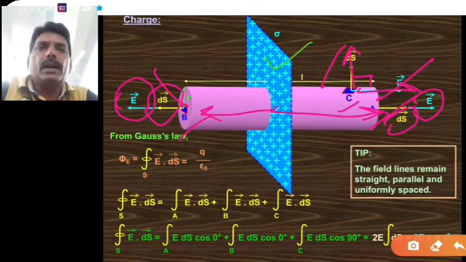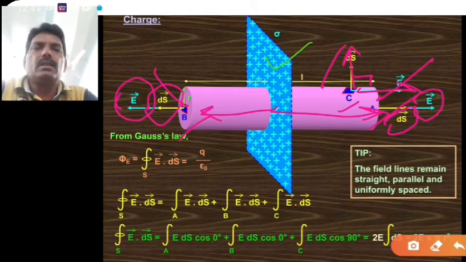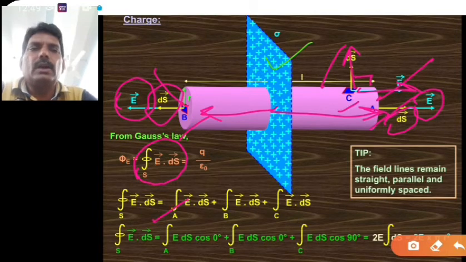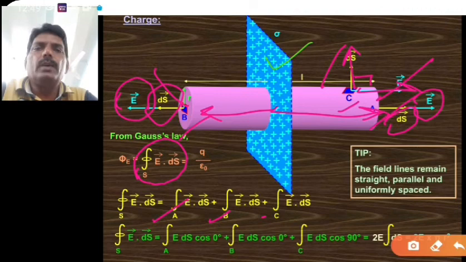Again, what do I have to do here? Again I will split that Gaussian surface into three parts. So the total integral over surface S of E dot ds I have divided into three parts: the integral over surface A, over surface B and over surface C. The sum of all these three constitutes the Gaussian surface, that is the cylinder. So the closed surface integral over S of E dot ds is equal to the sum of E dot ds over all three surfaces.